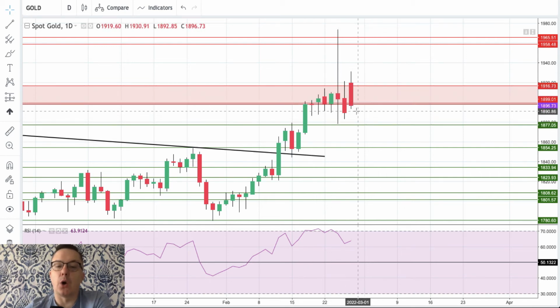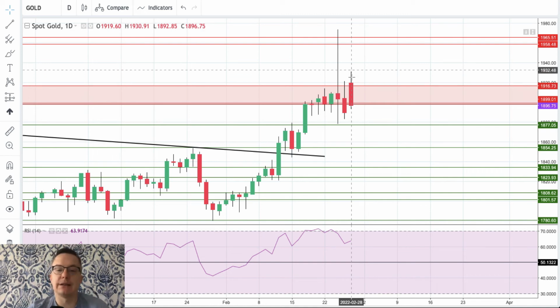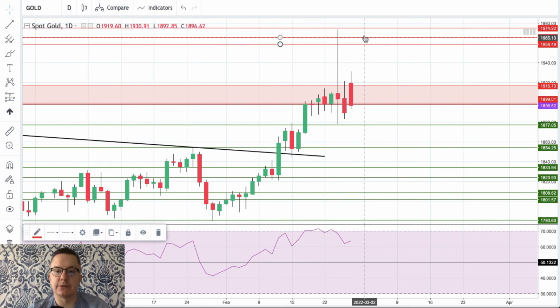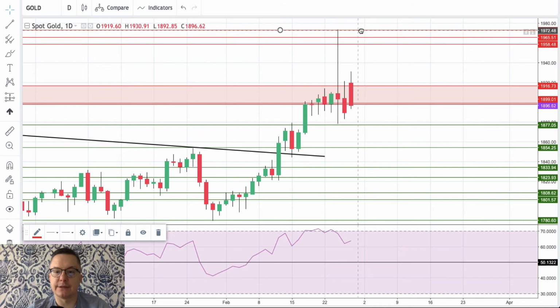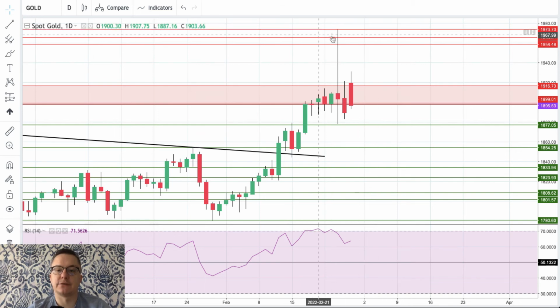for now, we are consolidating around the old supply zone, 1,899, $1,916. We have a local high around 1,930. However, the last high was made here at $1,973. So this is another very interesting zone. New swing high and two technical supports, old technical supports. Only if we break below $1,877, we can say that okay, the market is going back to test some lower levels.